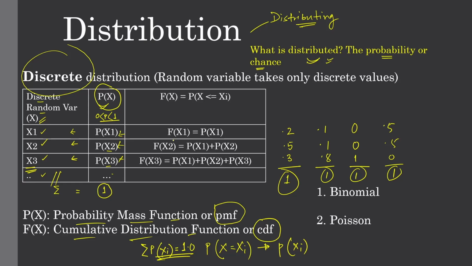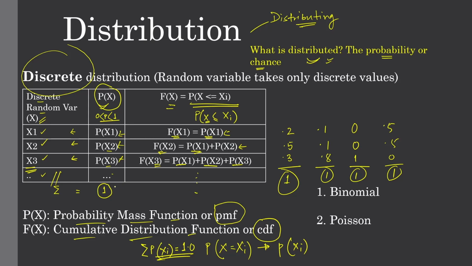It has to be. And then what is the cumulative distribution function? It is P(X less than or equal to xi). So, the probability that the random variable will take any value less than or equal to a certain value. For example, the first one is equal to the PMF itself, that is probability of x1. The second one is PMF of x1 plus PMF of x2. The third one is PMF of x1 plus PMF of x2 plus PMF of x3, and so on.